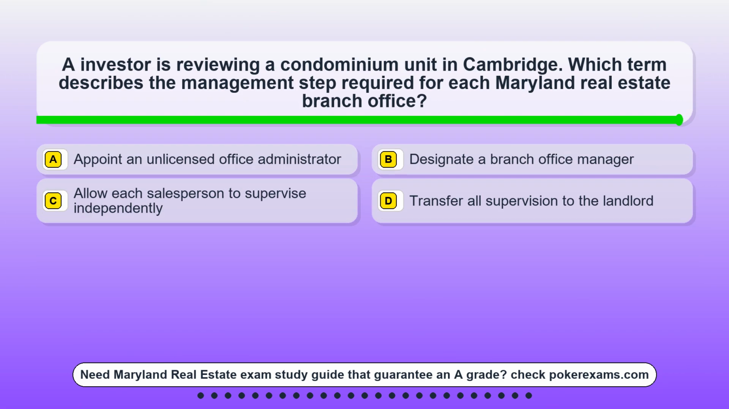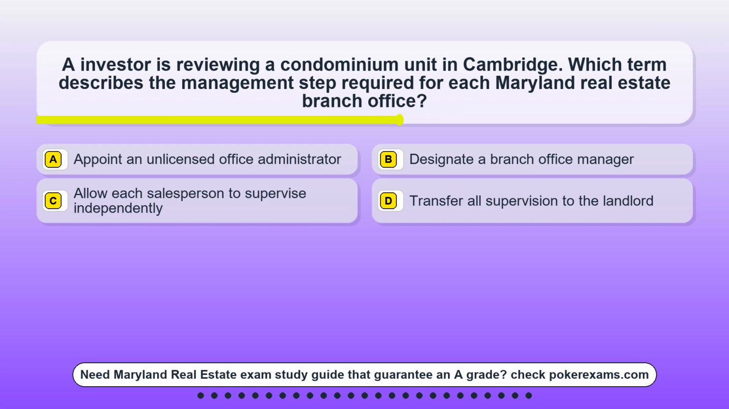Question 25. An investor is reviewing a condominium unit in Cambridge. Which term describes the management step required for each Maryland real estate branch office? Option A, appoint an unlicensed office administrator. Option B, designate a branch office manager. Option C, allow each salesperson to supervise independently. Option D, transfer all supervision to the landlord.